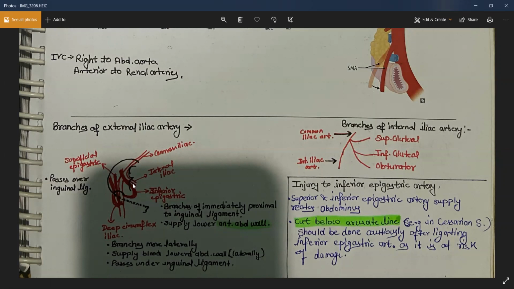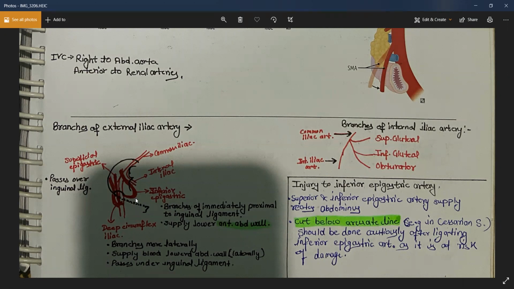The inferior epigastric artery supplies the lower part of the anterior abdominal wall, the anterior part of your abdomen. In the lower part, it is supplied by the inferior epigastric artery, and in the upper part, it is supplied by the superior epigastric artery. So two epigastric arteries, superior and inferior, are supplying the anterior part of the abdomen.